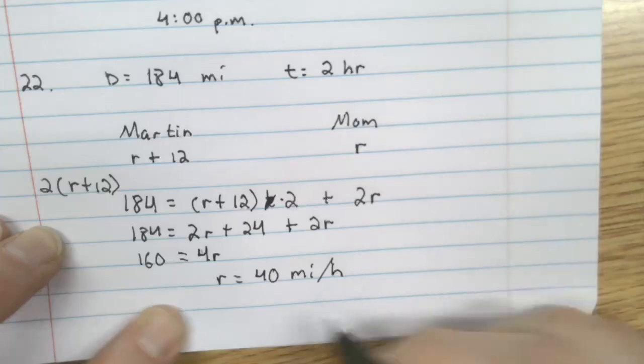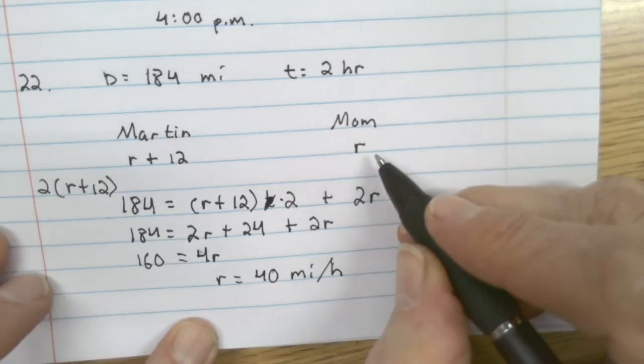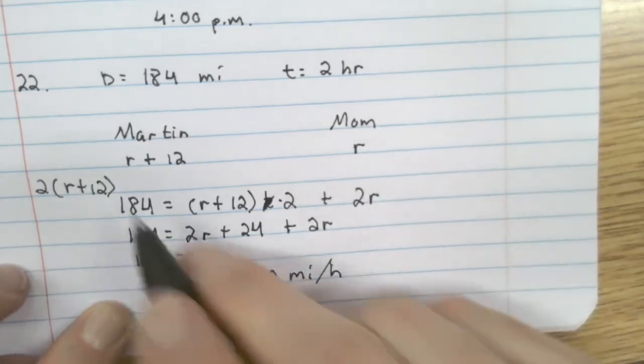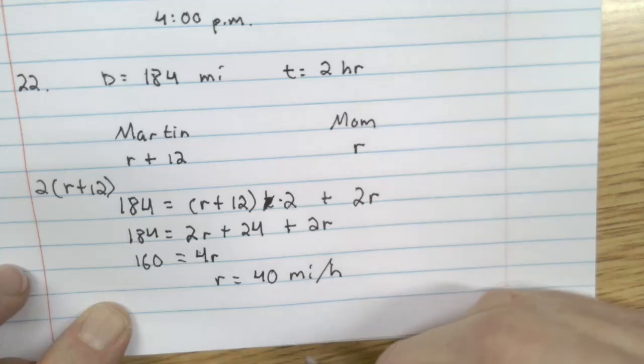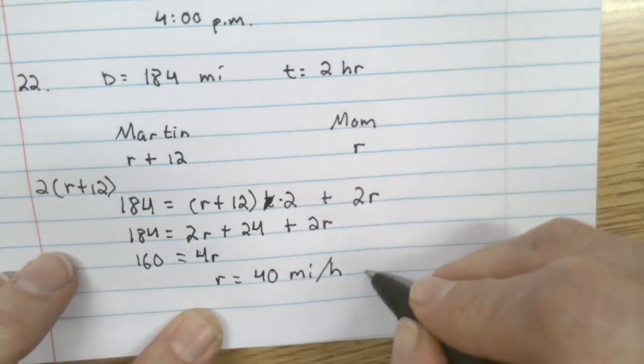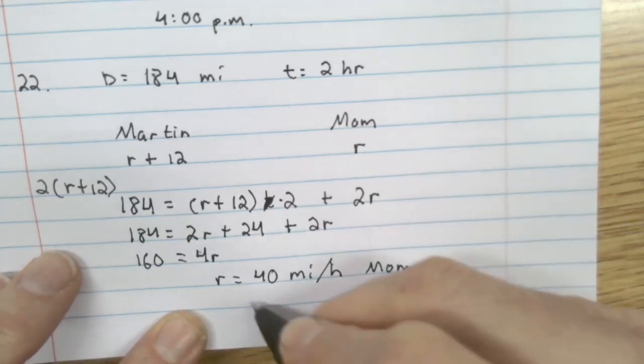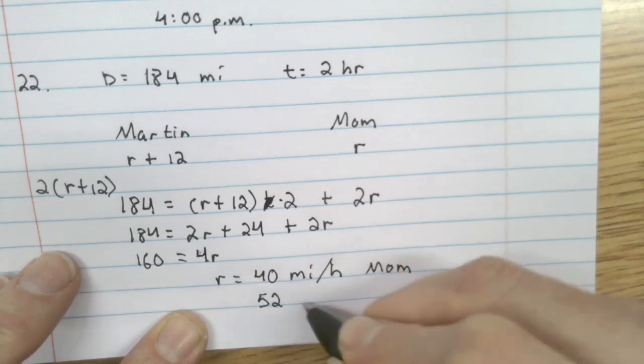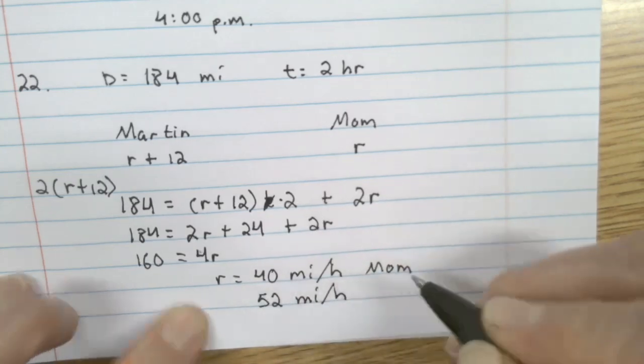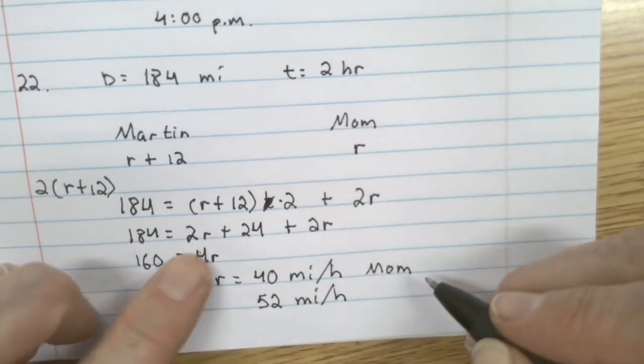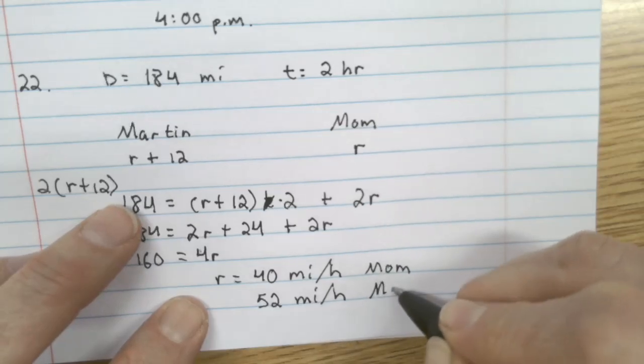And whose rate is that? Well, that's Mom's. Hers is the one that's just the r. And that means Martin's rate is going to be 12 plus that. So that's Mom. And then Martin's is going to be 52 miles per hour, because that's 40 plus 12. 40 plus 12 is 52. There's Martin.